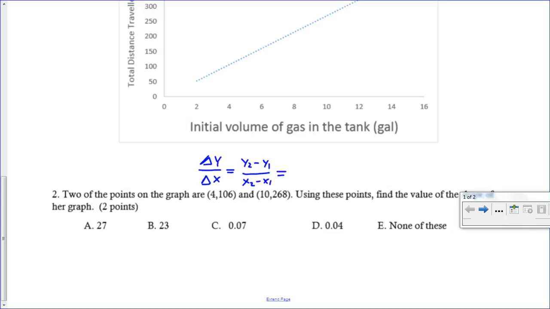All right, so here, the y variables, that's 268 minus 106, all right, over 10 minus 4. This gives you 162 over 6. All right, which if you calculate should give you 27. All right, so that is A.